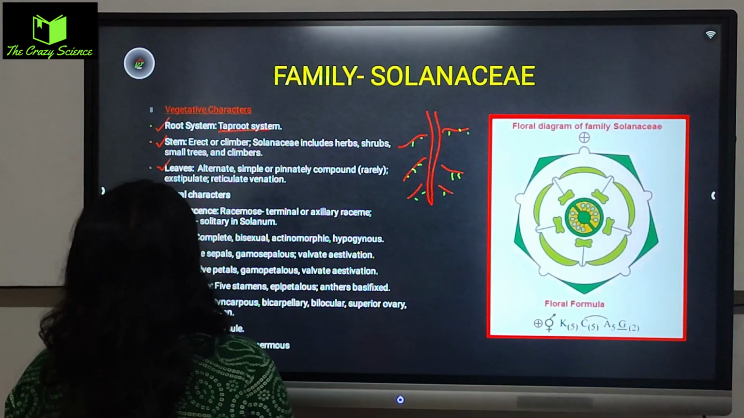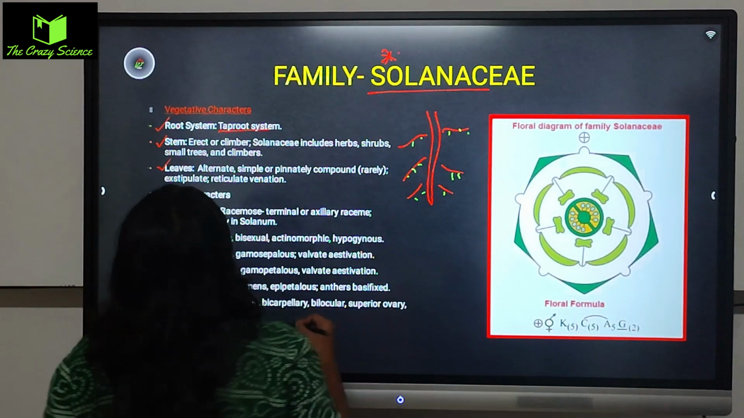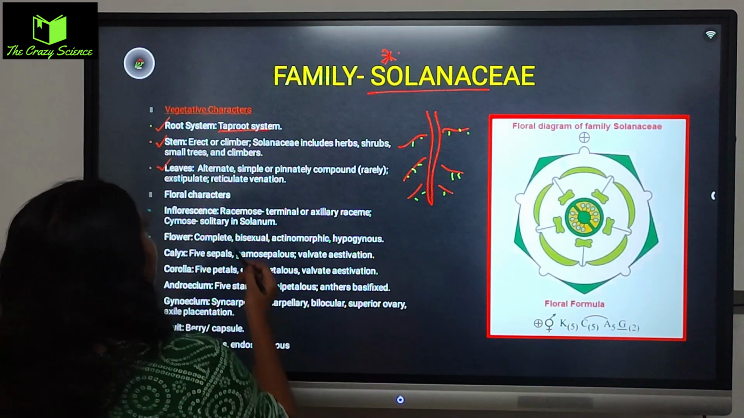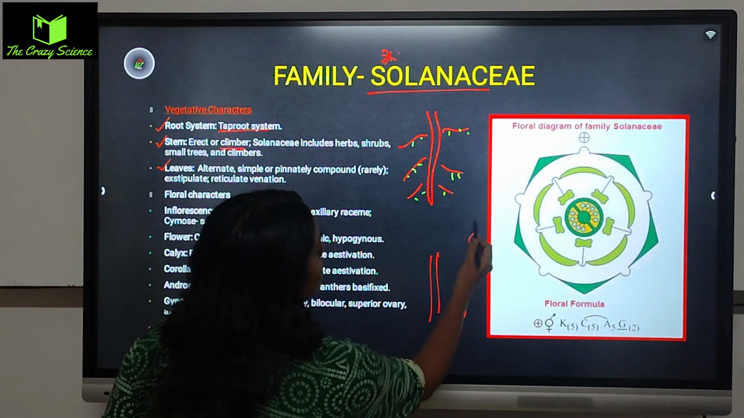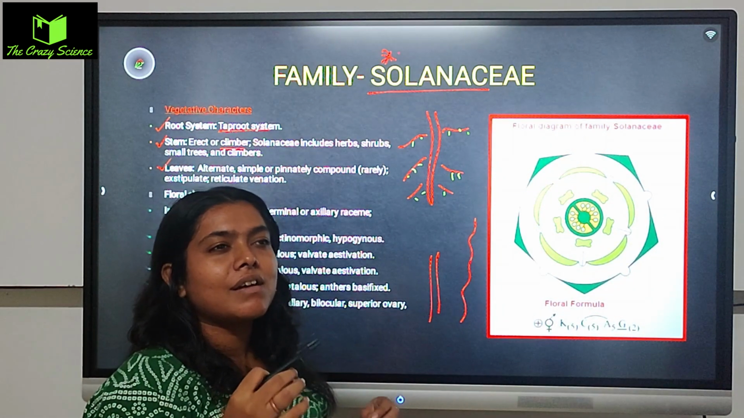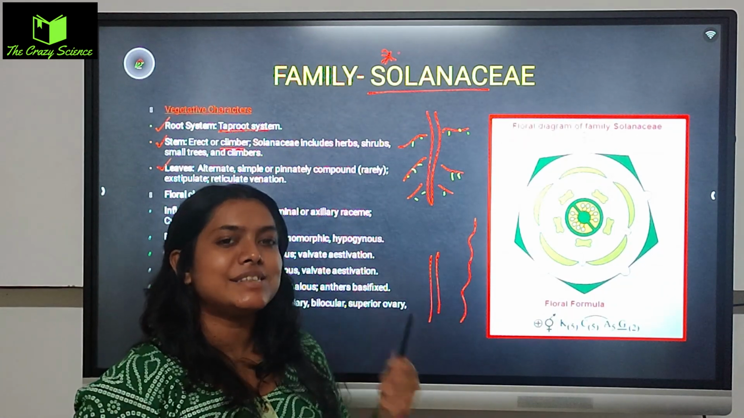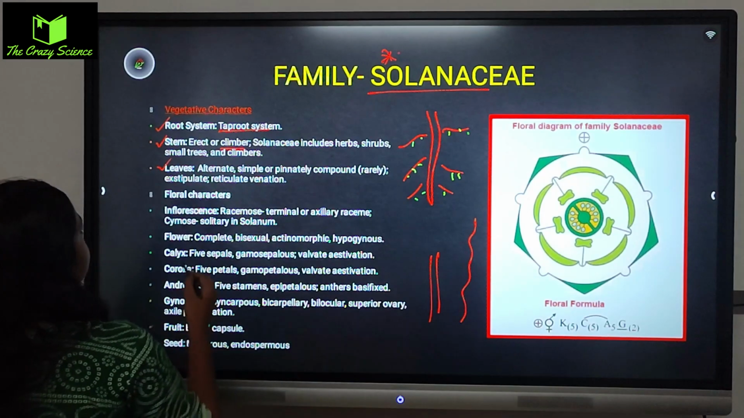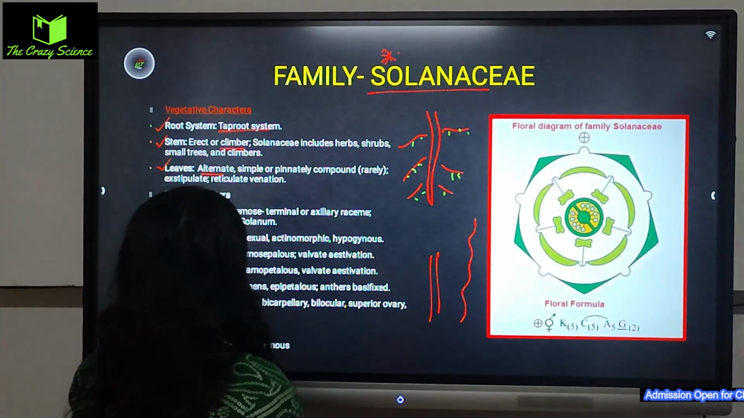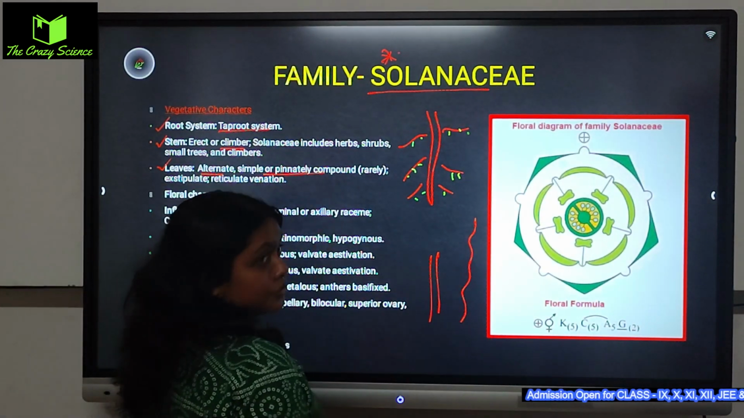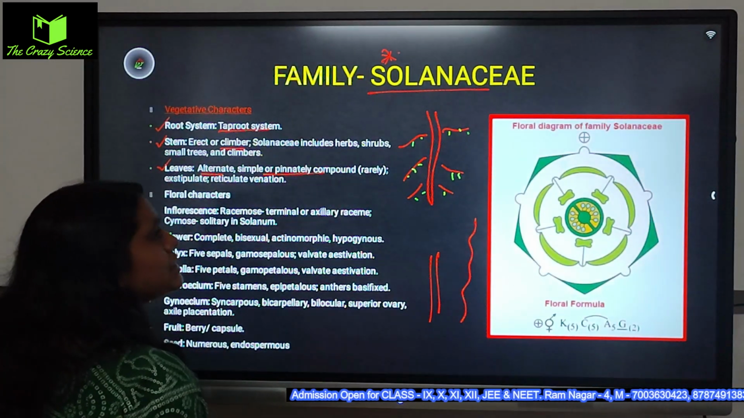The Solanaceae family is very important, and it has a taproot system. The stem is either erect, or very thin and weak, which will climb, and when climbing we know that we require a certain support. Leaves are alternate, present in alternate phyllotaxy, simple or pinnately compound, which is very rare, but most of them are simple in structure, meaning they are simple leaves.